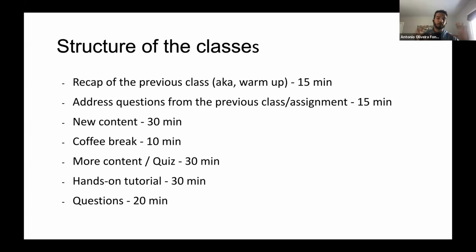And then we're always going to try to finish each one of the classes with a hands-on tutorial, like the last 30 minutes. If you sum all this, you're going to realize that there are still 15 minutes missing. And these 15 minutes missing are some slack that I give myself, because I talk too much. And most often I run out of time, so that's my slack time there, okay?